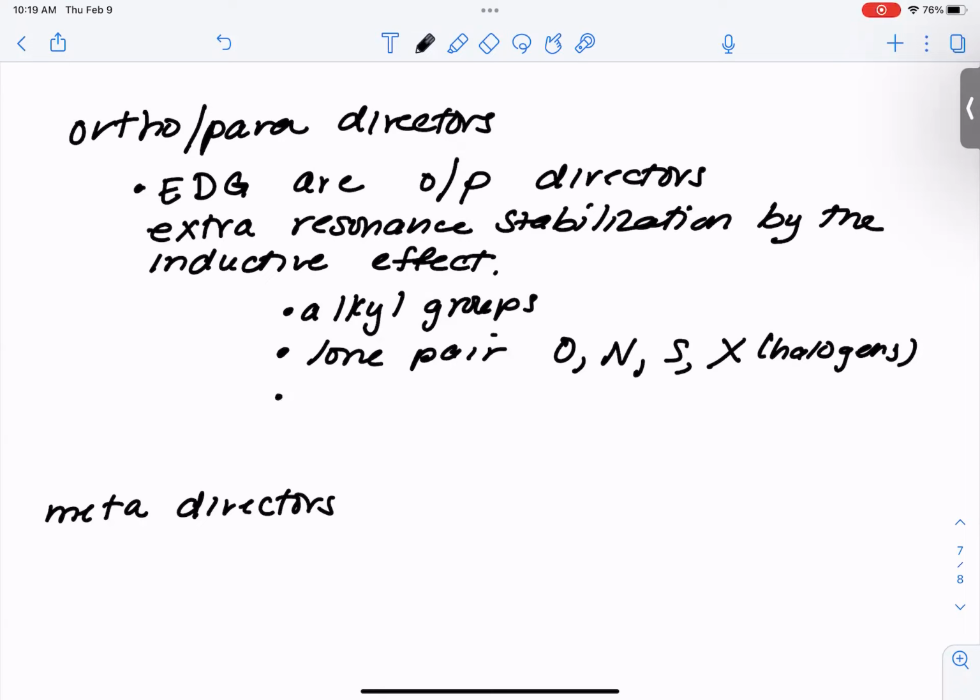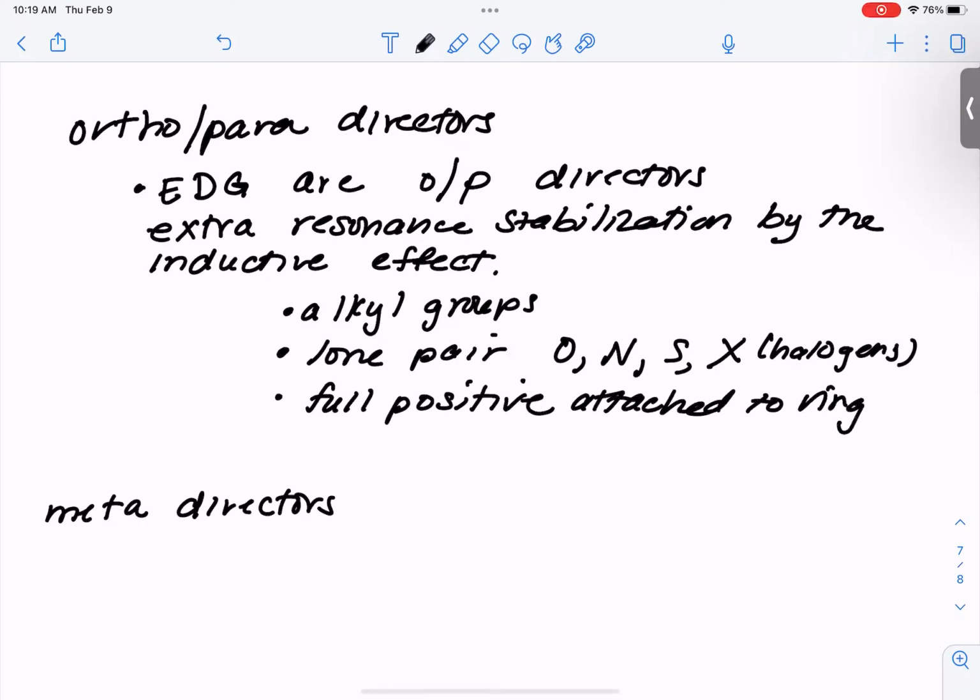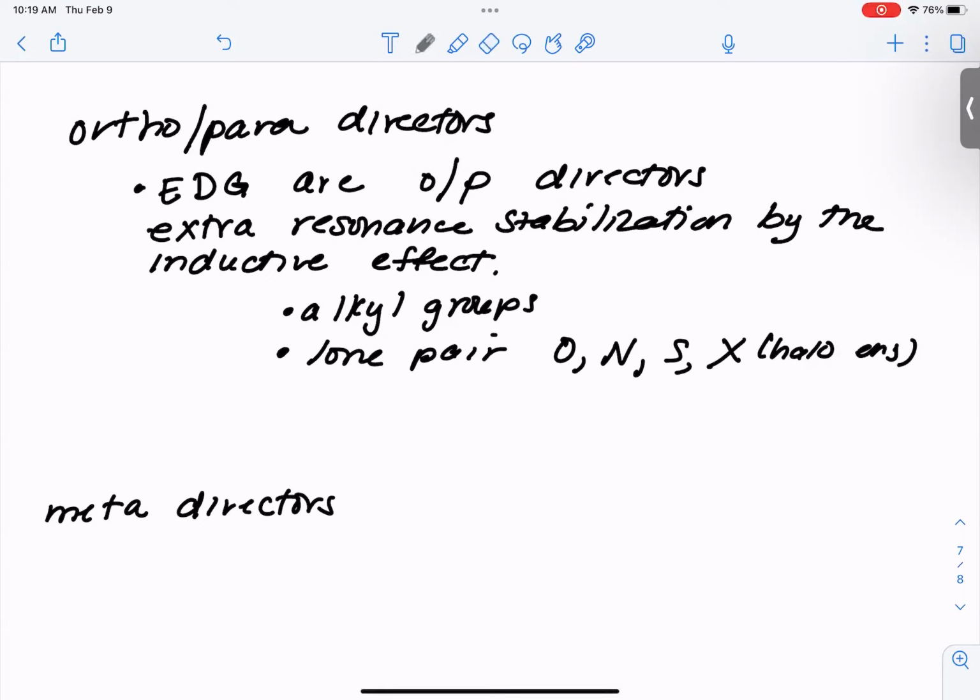I'm going to add if you have a full positive. All right, we did this yesterday. When we were looking at acidity, it made something less acidic. So something like a nitrogen. No, wait a minute, that's not right. Sorry, nope, just scratch that. That's your electron withdrawing groups. Sorry, so your halogens there, all right.